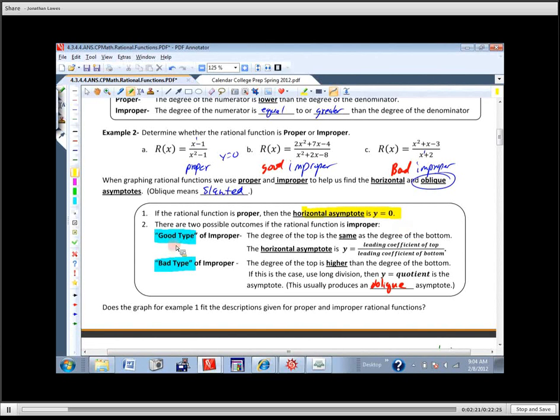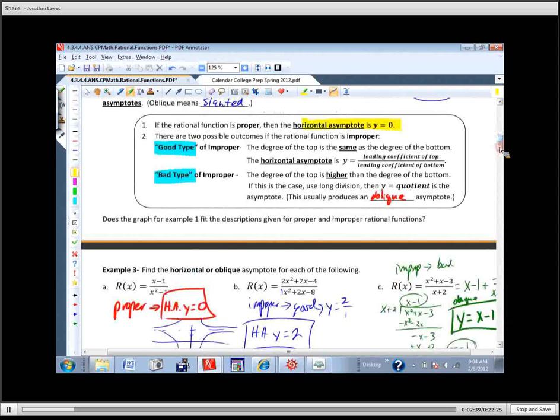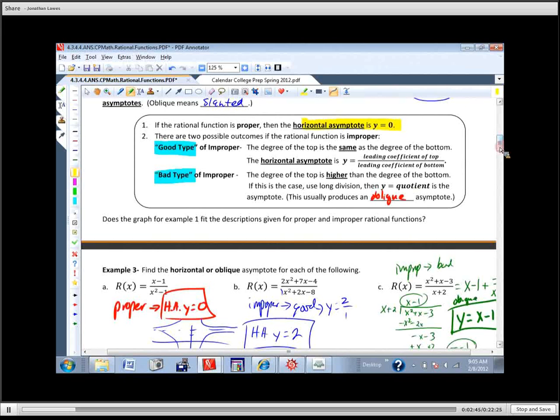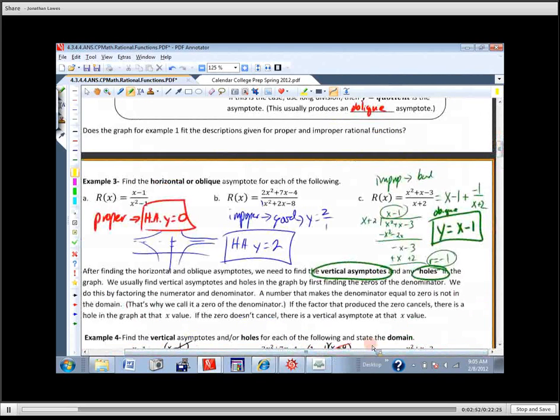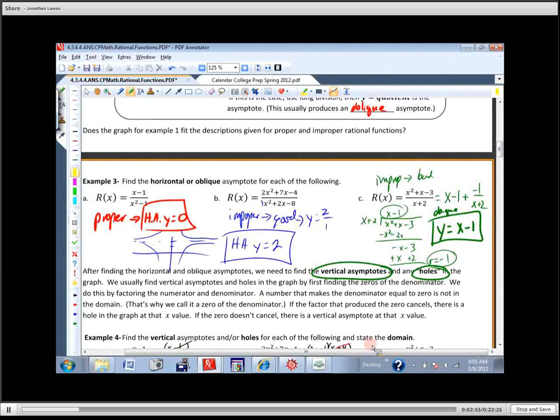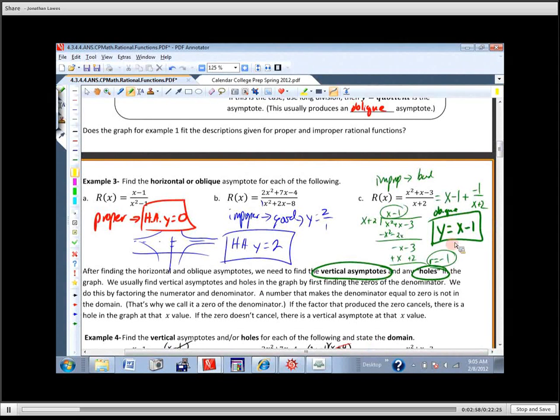If it's the good type of improper, so if the degrees are exactly the same on the top and bottom, then it's just the leading coefficient over the leading coefficient. It's still going to be a horizontal line. If it's the bad type of improper like this is, you've got to do long division in order to figure out what the asymptote is. And it's not a horizontal asymptote. What were the words for it? Oblique or slanted, either one. If you want to call it an oblique asymptote, that's okay. If you want to call it a slanted asymptote, that's fine too. Slanted to most people would make more sense because it's not a new vocabulary word. This one right here was the oblique asymptote. All right.